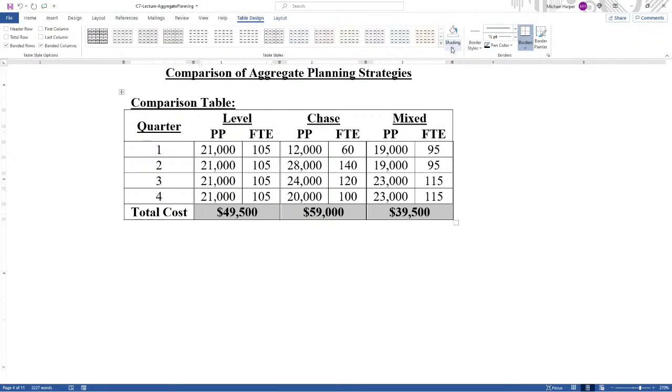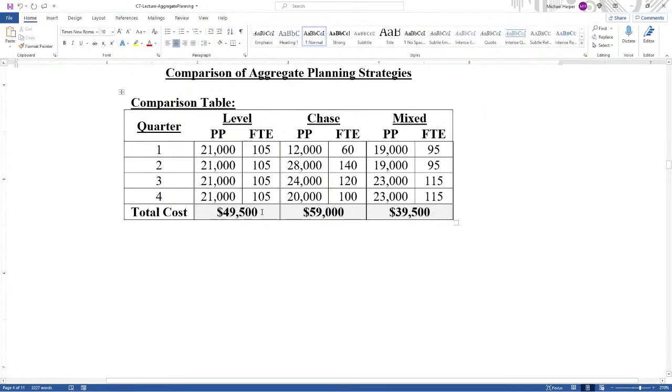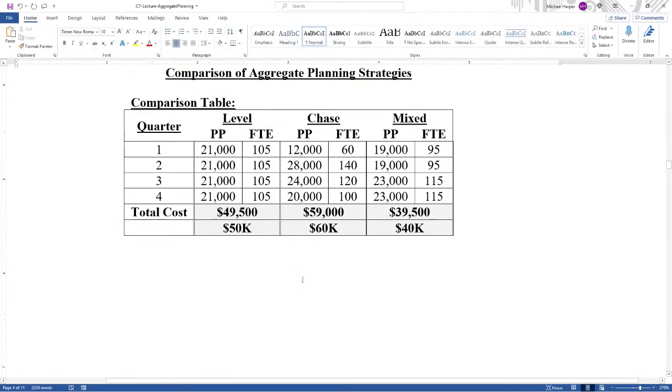Wrong one. This one over here is what I want. There they are. Okay, let's look at these total costs. Now, let's go down one, and let me just round this up to 50K for discussion purposes. Round this up to 60K for just discussion purposes, and round this up to 40K for just discussion purposes. Okay, and here's the discussion.